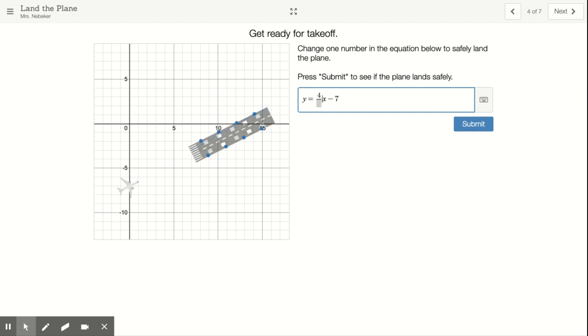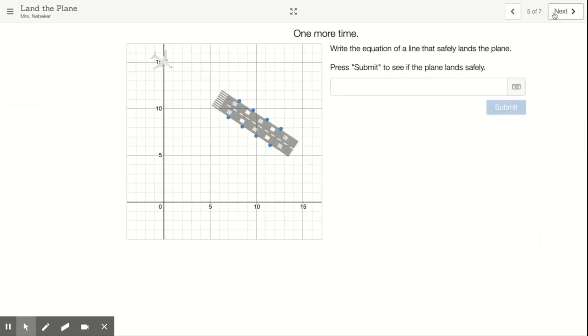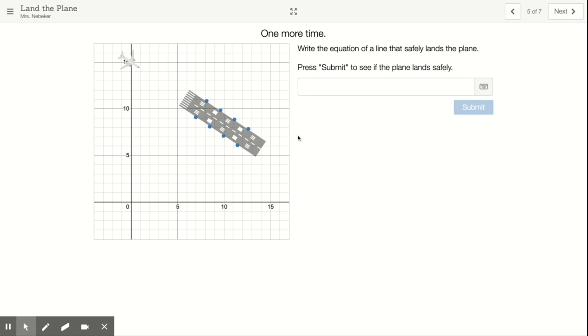Okay, so the whole idea is that you can play around with this and see where your plane needs to go to be on the right path. Or maybe it's a negative slope. Ooh, no, because it's going uphill, so it's going to be positive. So you can try this one, and then there's a few more for you to try. So that is our plane activity.